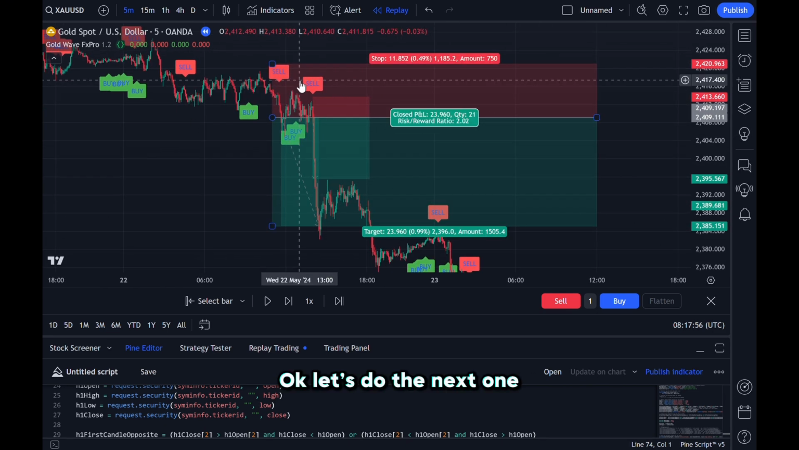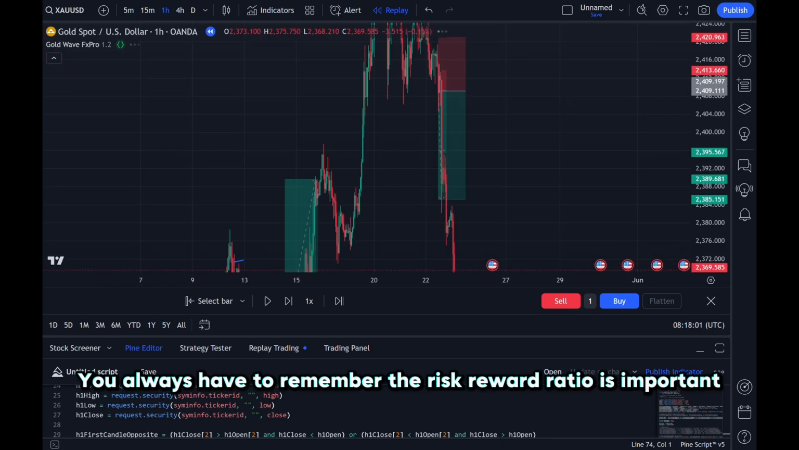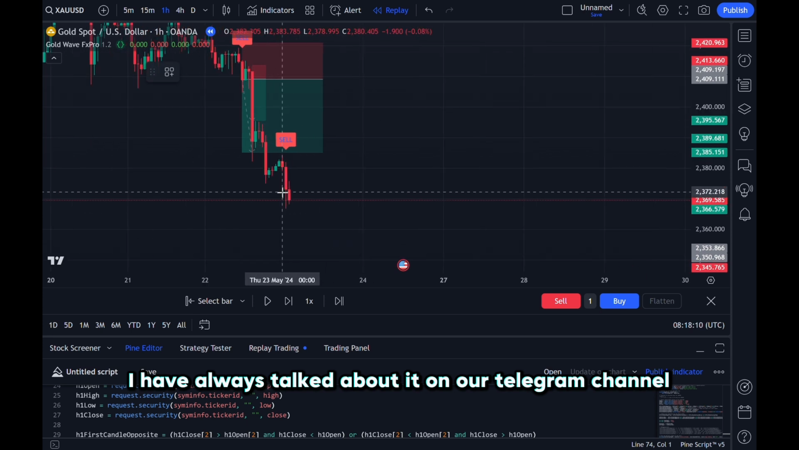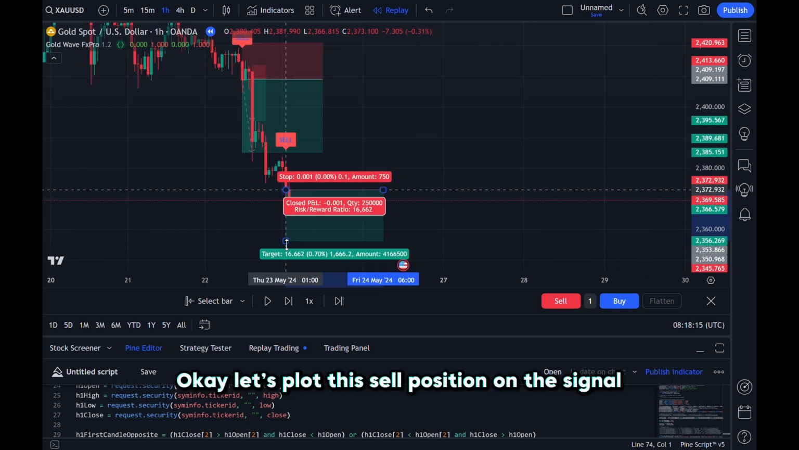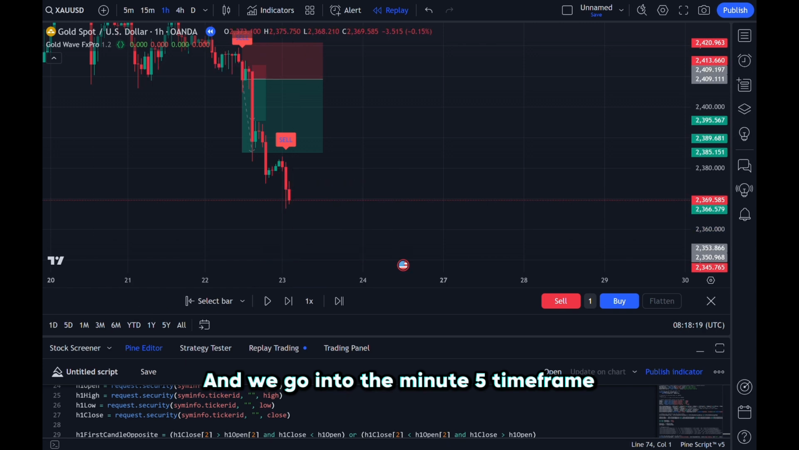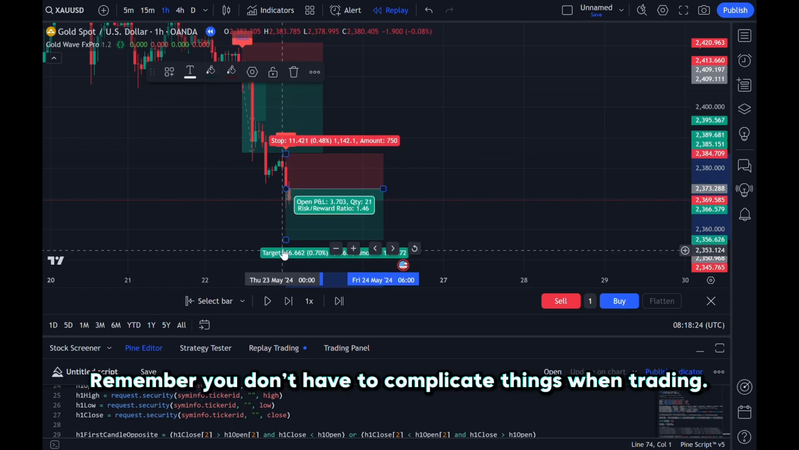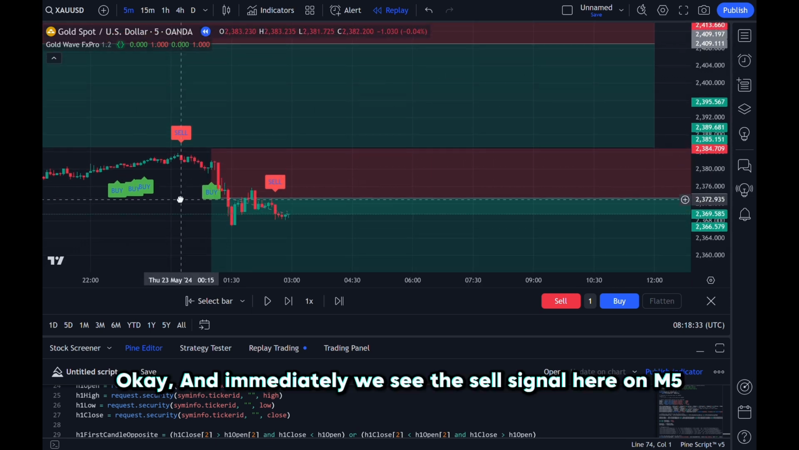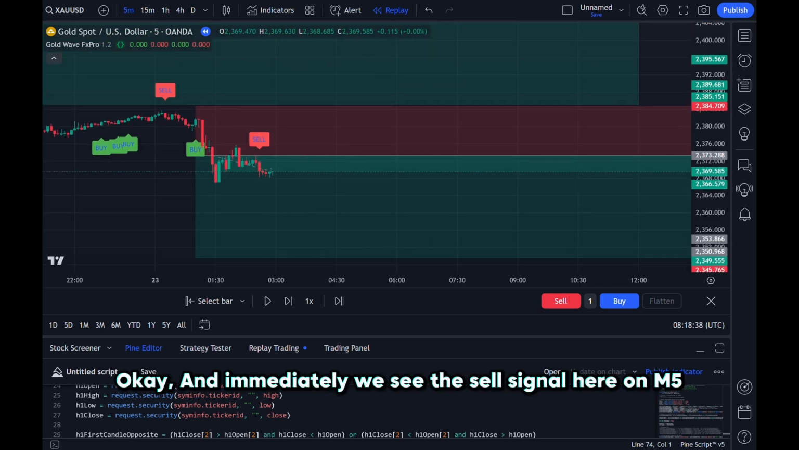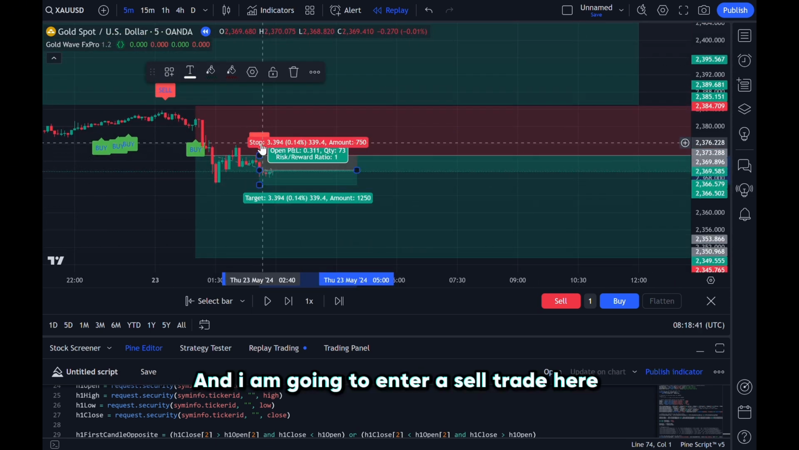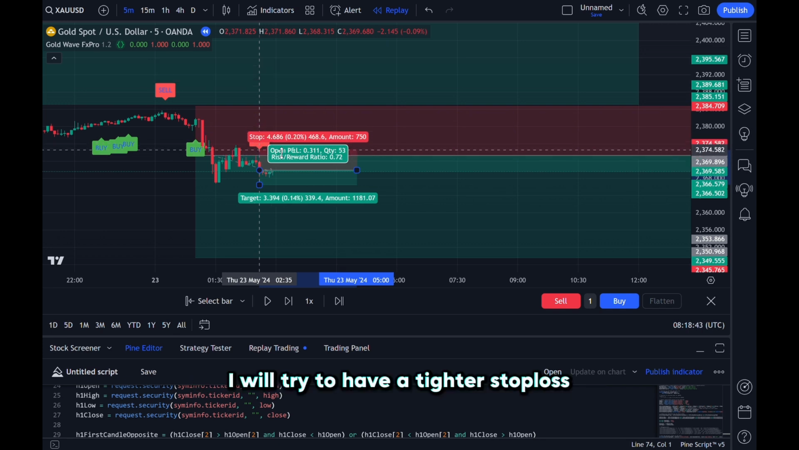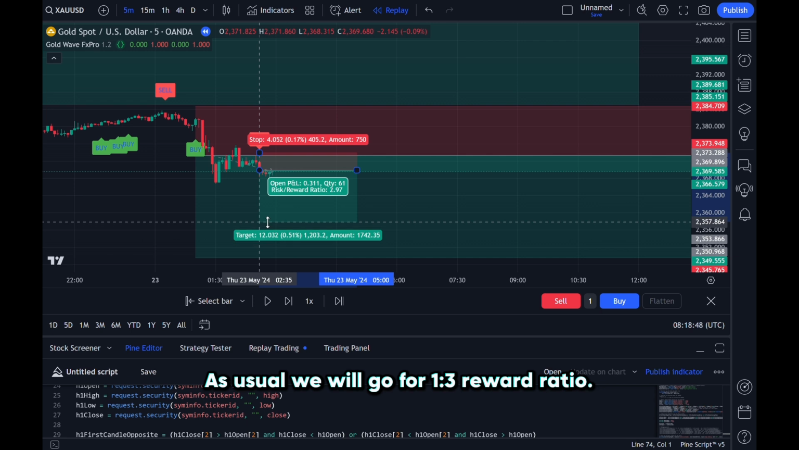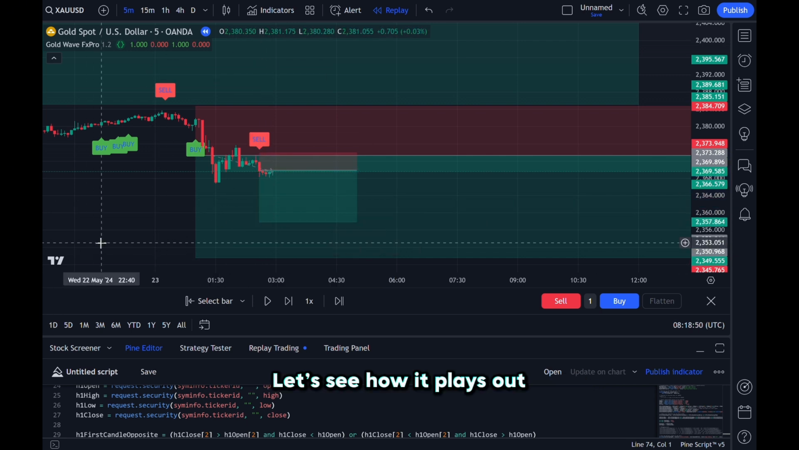Okay, let's do the next one. You always have to remember the risk-reward ratio is important. I have always talked about it on our Telegram channel. Okay, let's plot this sell position on the signal. And we go into the minute 5 time frame. Remember, you don't have to complicate things when trading. Okay, and immediately we see the sell signal here on M5. And I am going to enter a sell trade here. I will try to have a tighter stop loss. As usual, we will go for 1.3 reward ratio. Let's see how it plays out.